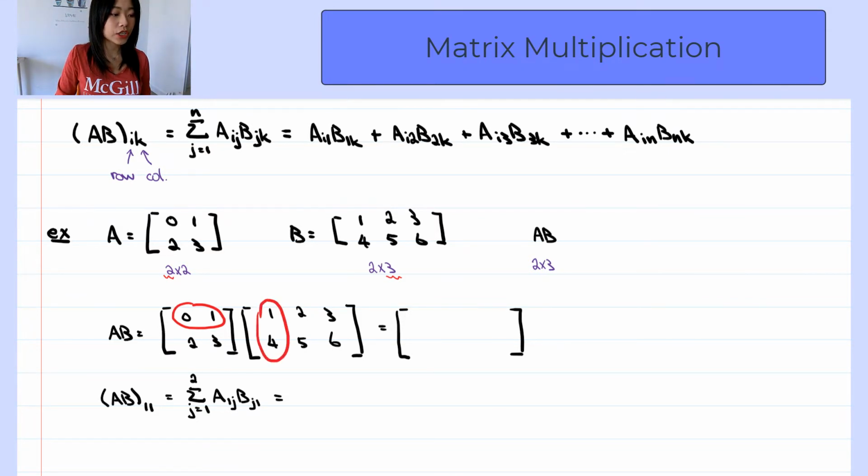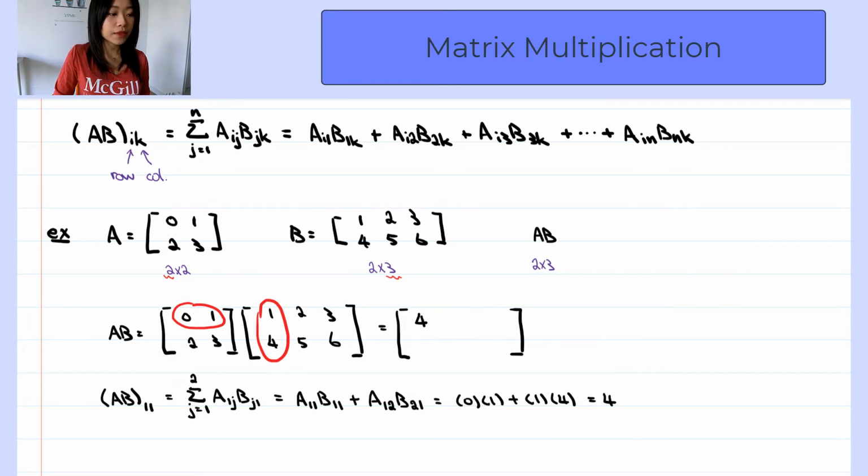So if we expand the summation, when j equals 1, that would be the element of A in the first row and first column times the element of B in the first row and first column. Then plus the second term, which will be when j equals 2. So it will be the element of A in the first row, second column, times the element of B in the second row and the first column, which is 0 times 1 plus 1 times 4, which equals 4. So this is the first element of the resultant matrix.